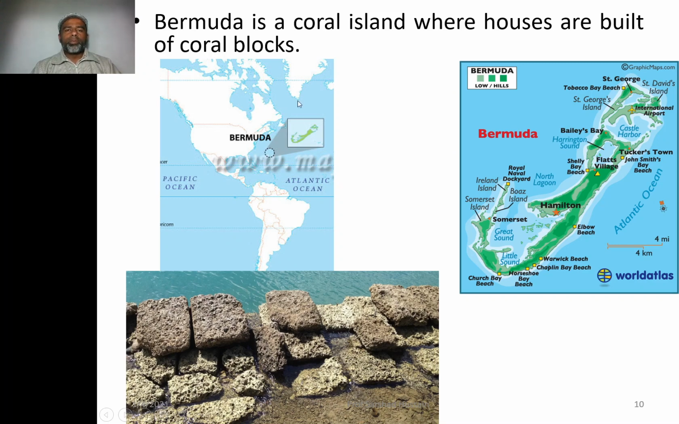Similarly, Bermuda is a coral island. You can see this is the position of the Bermuda coral island. This is the Bermuda coral island, where even the houses are made from blocks made up of corals.